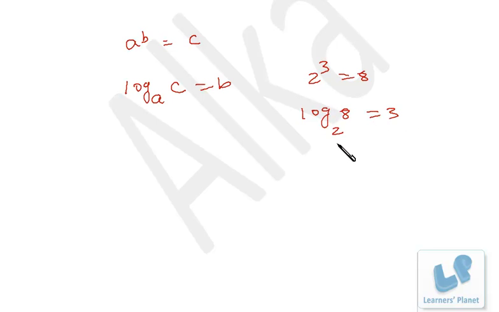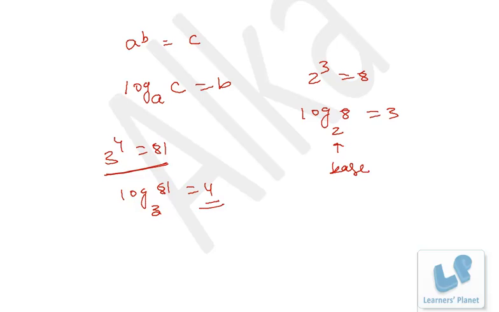So this is the base of the logarithm, this is the index, and this is the value of log 8 to the base 2. Log 8 to the base 2 is 3. Similarly, 3 raised to 4 is 81, so log 81 to the base 3 is 4. This is how we read, write, or take the logarithm of any such equality.